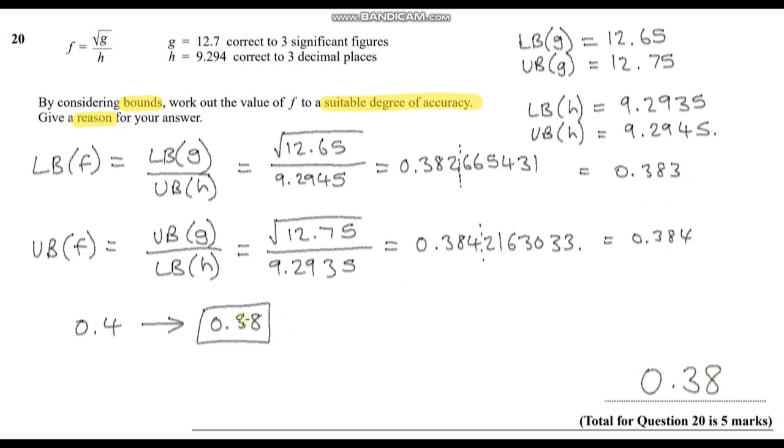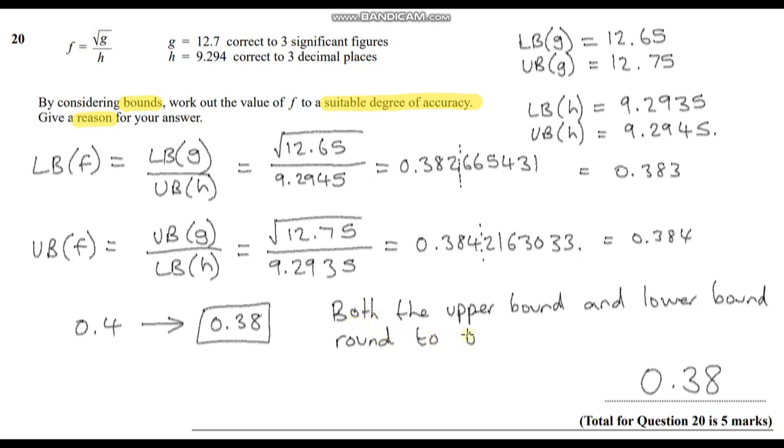Now we have to give a reason as to why we've given this answer, and we can say that both the upper bound and lower bound round to 0.38. So this is our reason. Both of our answers round to 0.38. So this would be the most suitable answer to give for our answer for f.